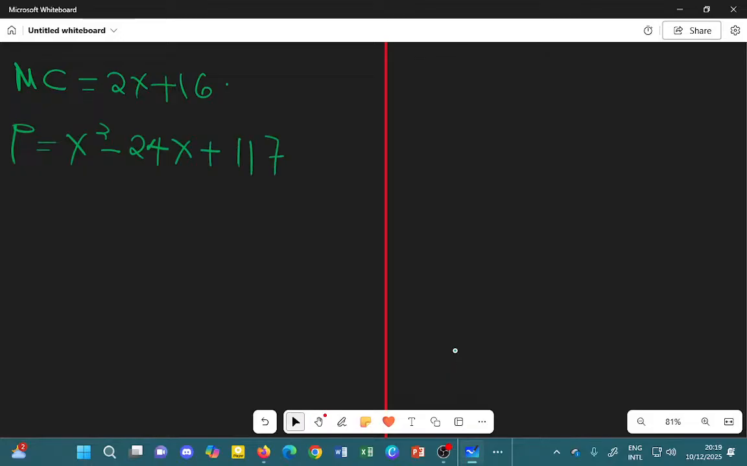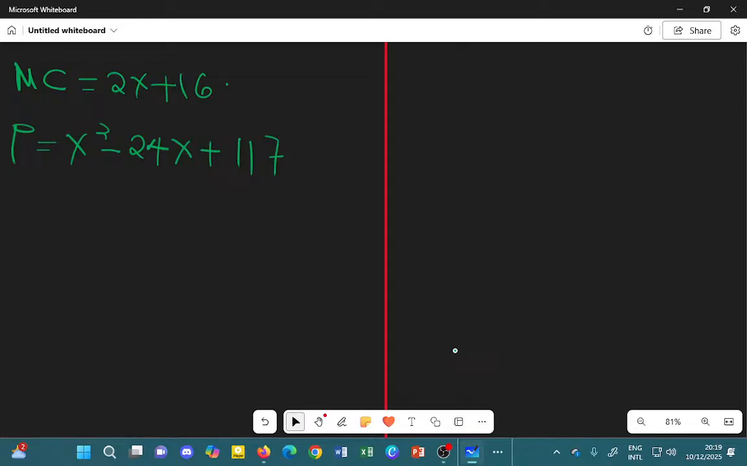So MC, the marginal cost, in this case we are given by 2x plus 16, and it's given in millions. And the price function is given by P is equal to x squared minus 24x plus 117, and it's also given in millions.